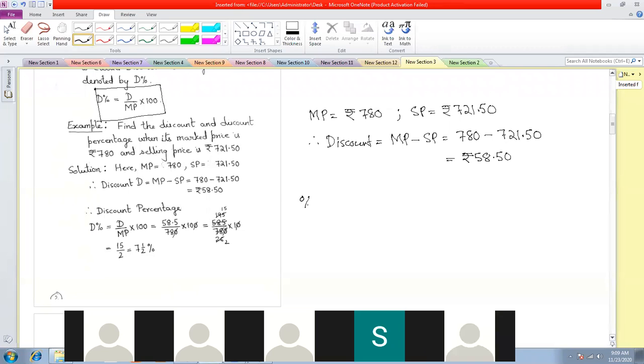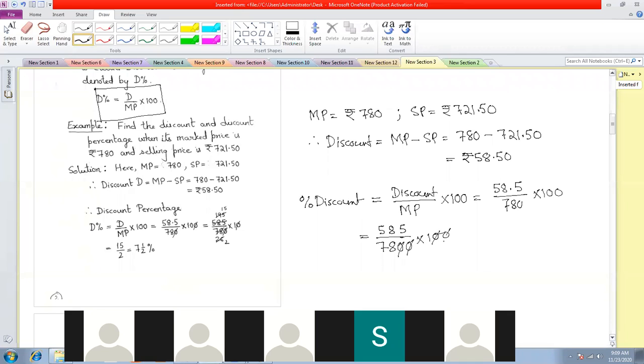Now, what is the discount in percentage terms? You know that discount percentage is always calculated on the mark price. You have discount divided by mark price into 100. You have a discount of 58.5 and a mark price of 780, and you multiply it by 100. So this is 585 by 7800 into 100.